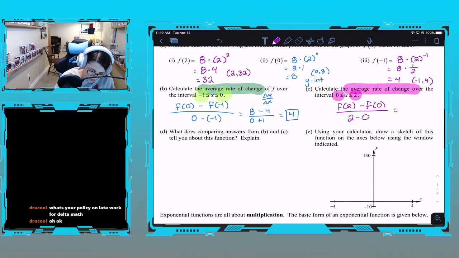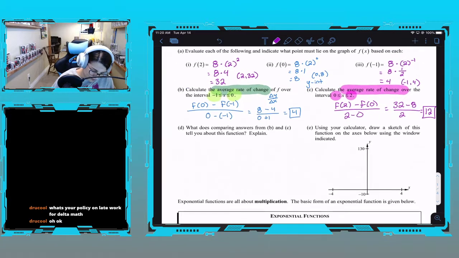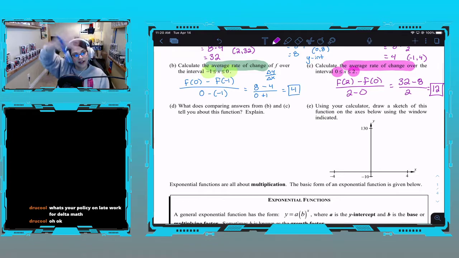F of 2 was 32. F of 0 was 8. All over 2 minus 0 is just 2, so nothing too exciting there. And that gives us a value of 12 when the dust settles. So we can see that the rate of change between those two points was different. And that's okay, it's exponential, so it's growing at different rates as it goes.